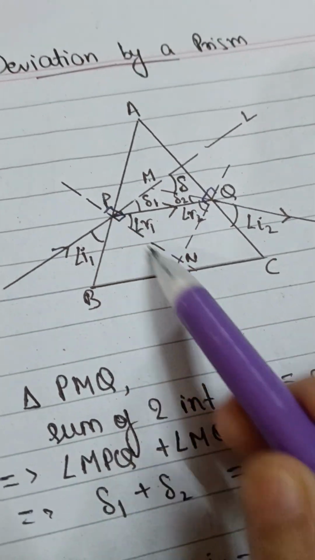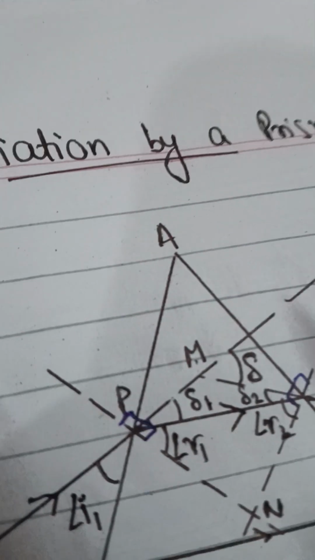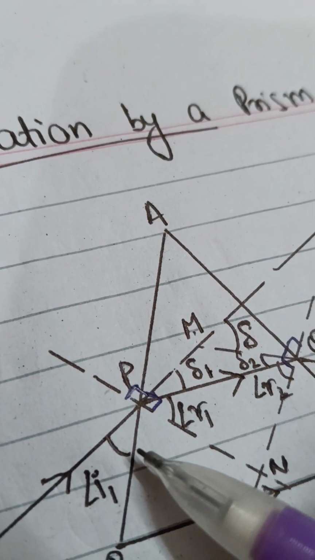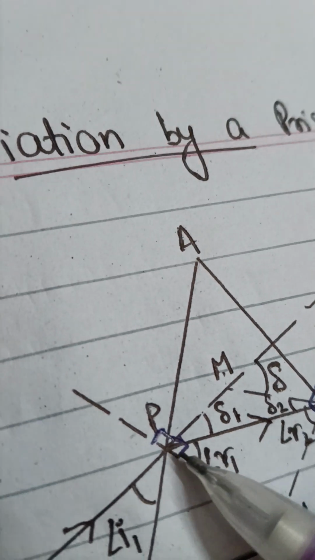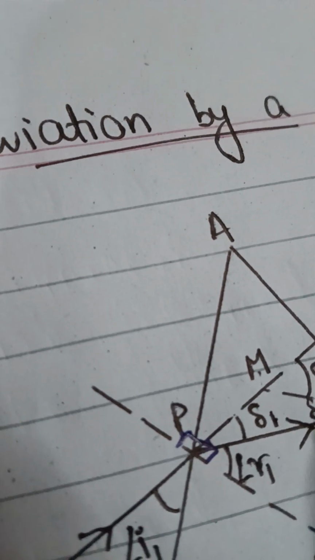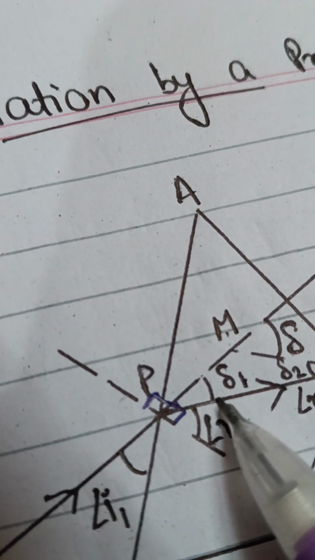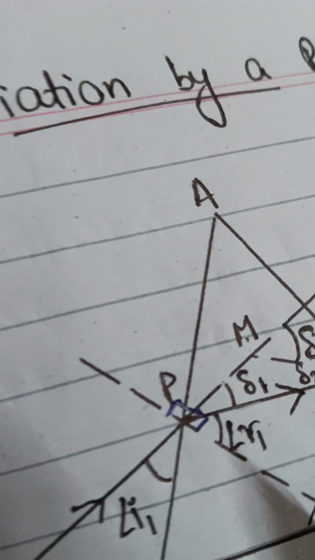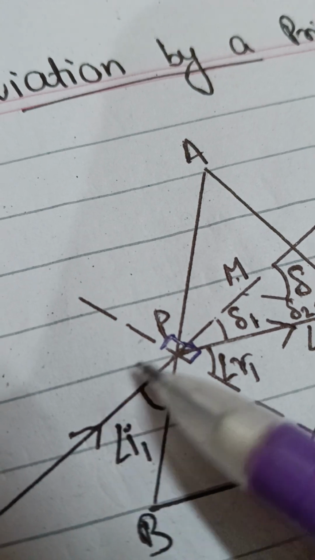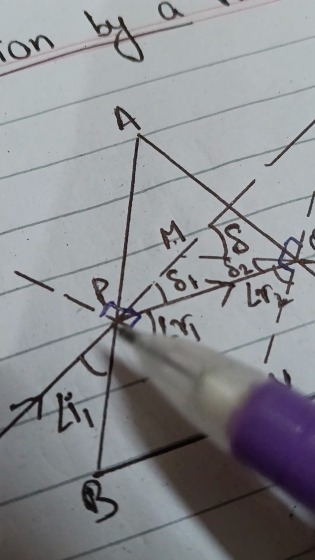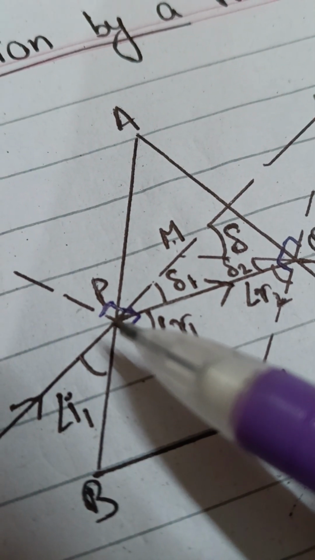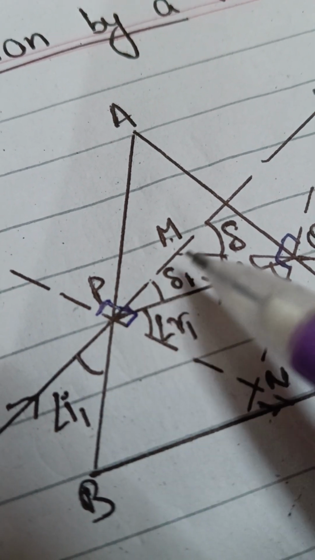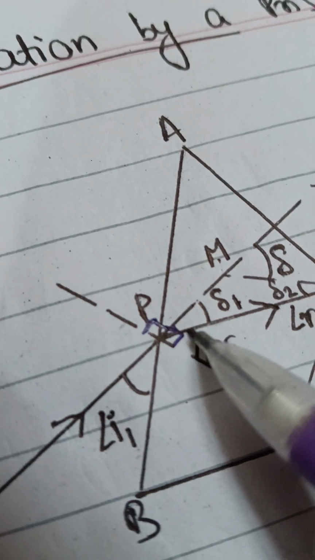Then here we draw a normal, which is perpendicular to the surface. So it bends towards the normal. This is the refracted ray. It bends towards the normal. Now, by how much is it bending? It was supposed to go this way, along this dotted line, as you can see. But what happens is that it bends this way.